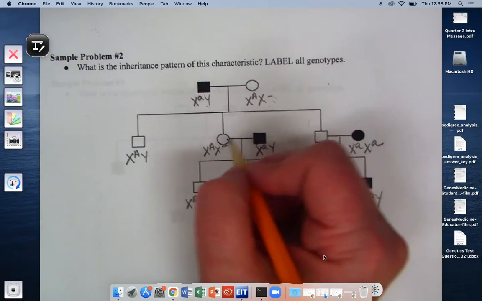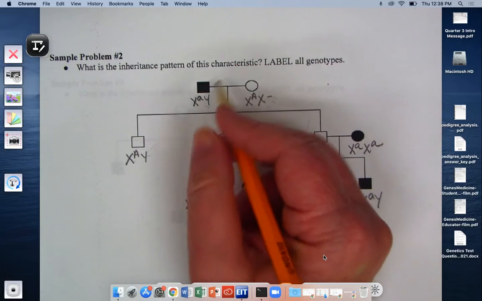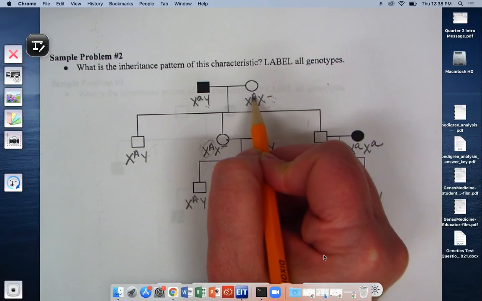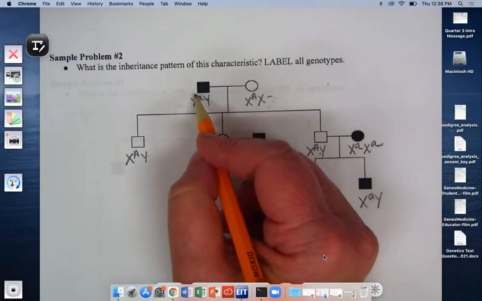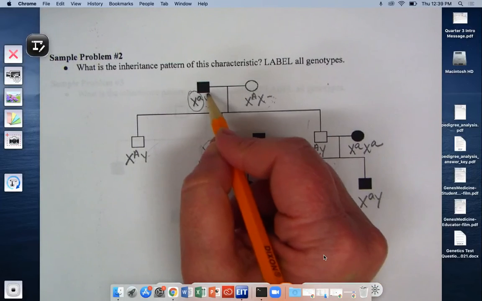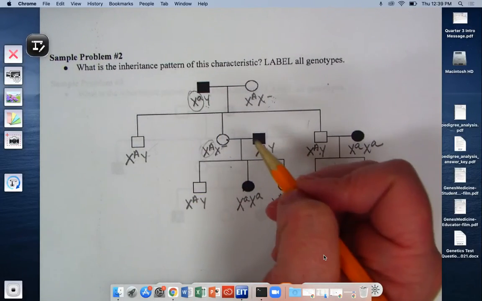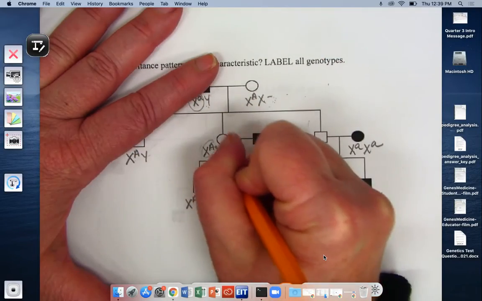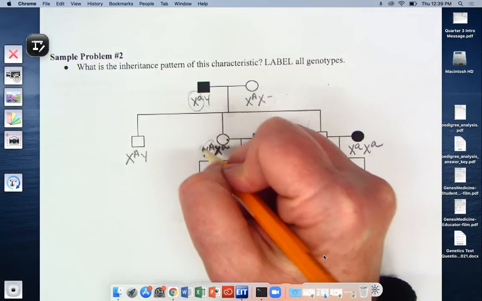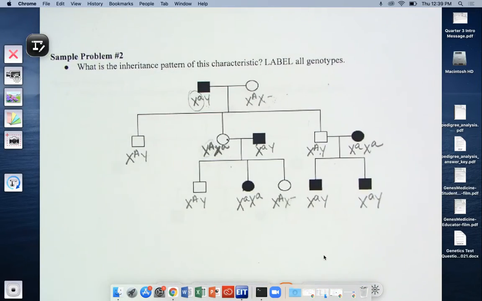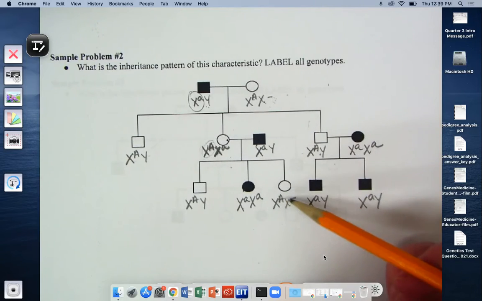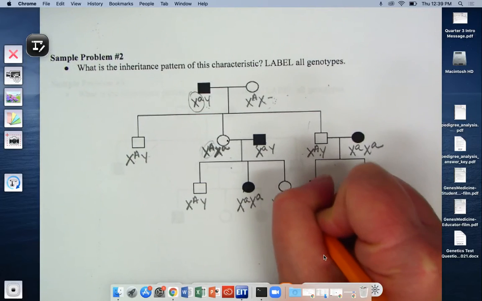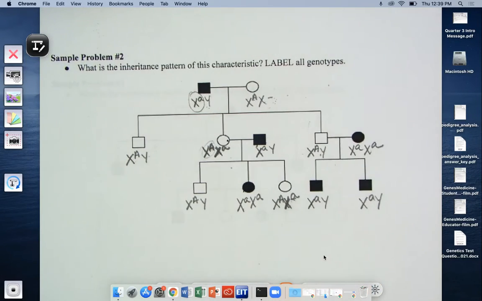Well, actually, I take that back. See, this is when I'm thinking without recording. The girl got an X from the mom, and the other X has to come from the dad. Because the dad didn't give the girl the Y. That's why she's a girl. So we do know this one. Because her dad has the trait, we know she has to be a carrier. All right. Then down here, dad has it, so does the girl. So we know she's a carrier.